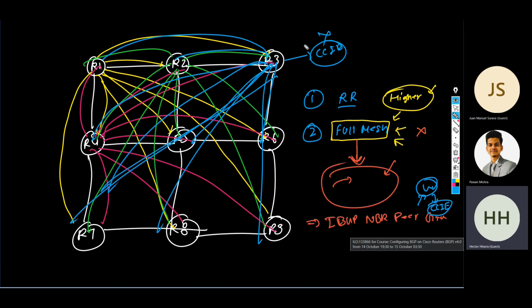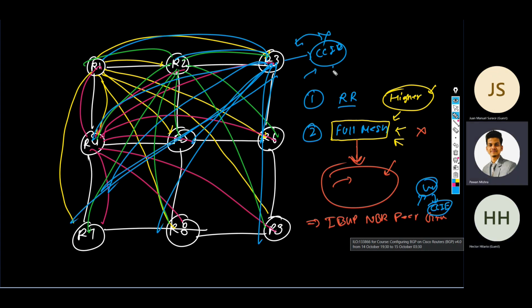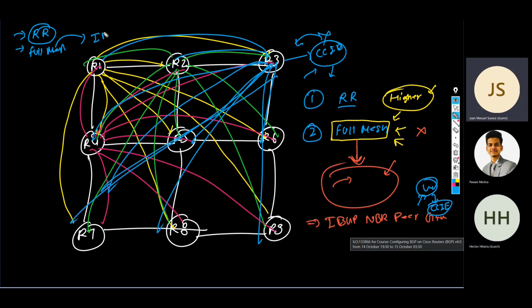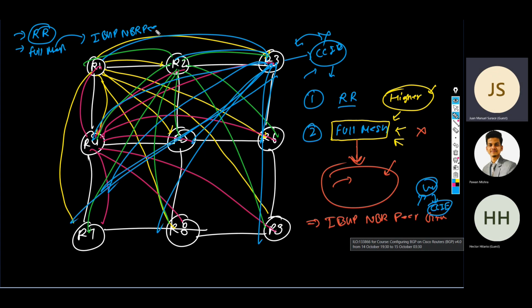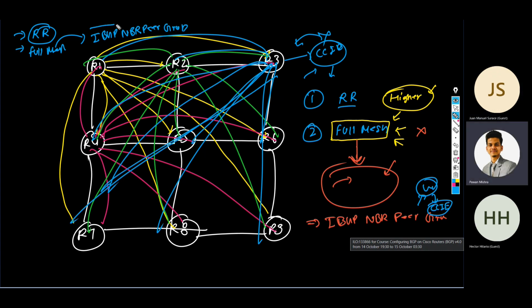How it works and what are the commands, we will discuss. Don't worry. Right now, I just told you one thing here. What if you want to break the IBGP loop prevention mechanism? The first option is RR. The second option is full mesh. And if you want to reduce the number of commands, then we have the IBGP neighbor peer group. What this IBGP neighbor peer group is, we will discuss later.